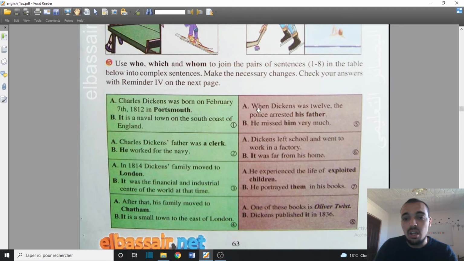We say, even if it's a person, of course, when Dickens was 12, the police arrested his father, whom he missed very much. Here I put whom, and of course I always omit the repeated item. Whom he missed very much. Whom is used to refer to object pronouns. Excellent. I hope you got this lesson, because it's easy enough, I think.